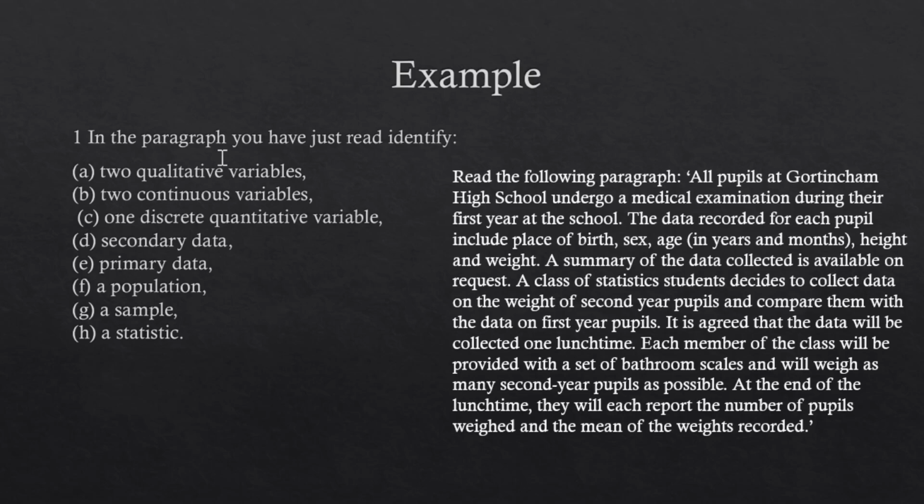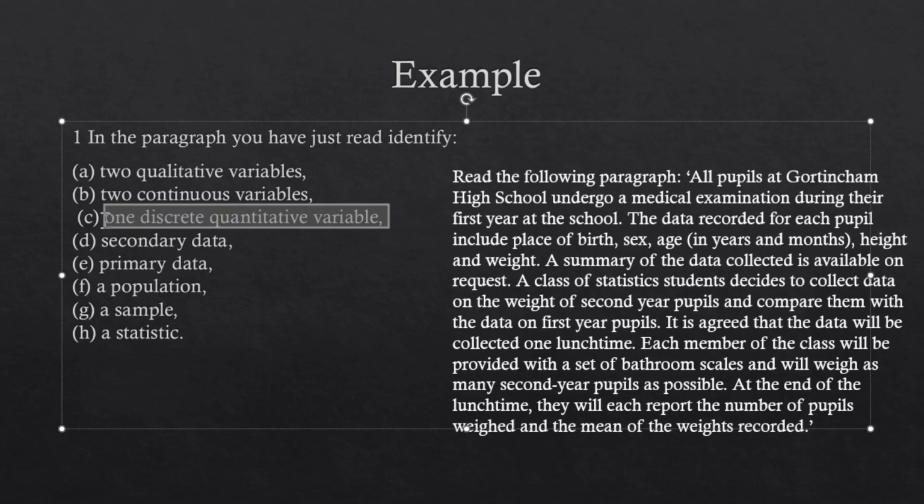All right, okay. So in this paragraph, we need to identify two qualitative variables first. Qualitative variables do not have mathematical values. For me, those would be the place of birth and sex. Those are two qualitative variables because they're not numbers, right? And continuous variables could be something like age, height and weight.